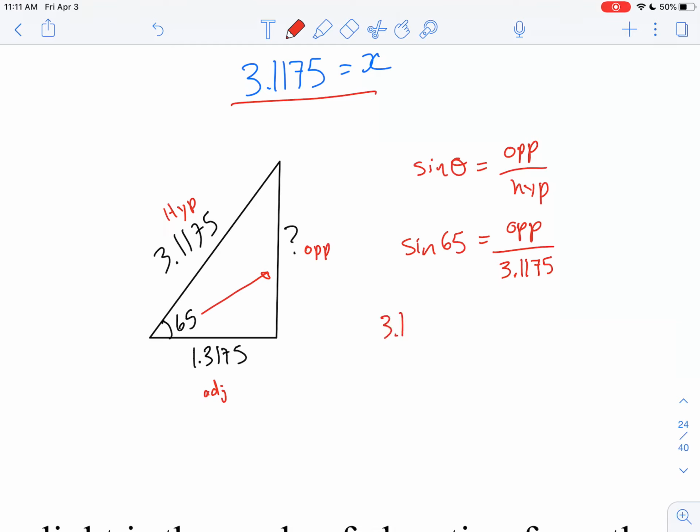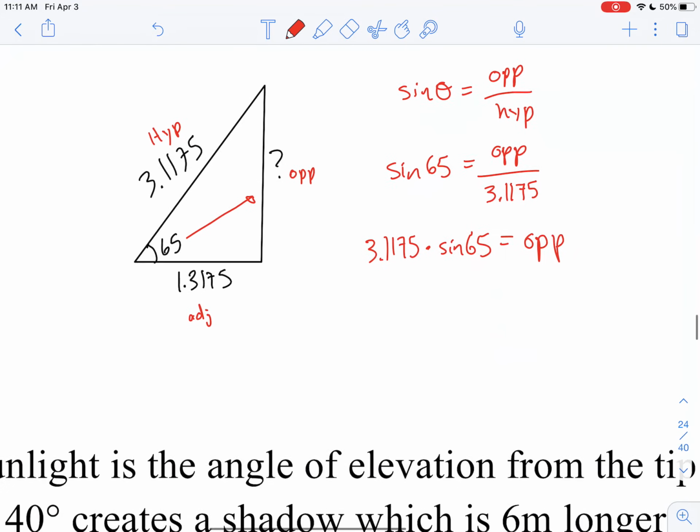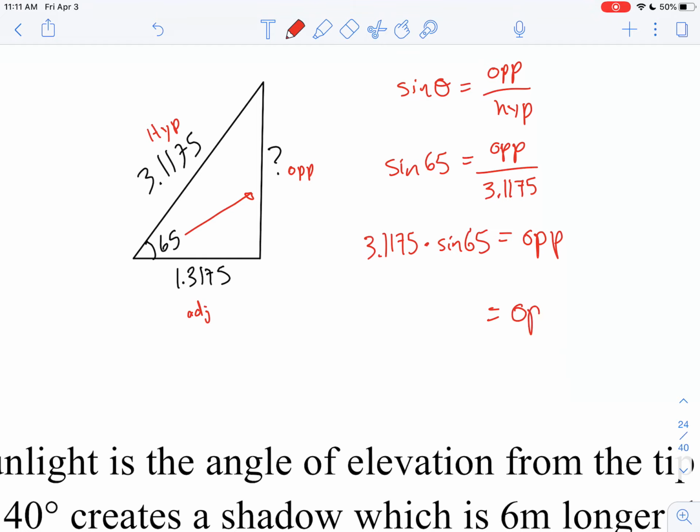So 3.1175 times sine 65 is going to equal that opposite value. Of course, I could have used cosine, I could have used tan here, I could have used the Pythagorean theorem. I just randomly chose to use sine. So 3.1175 times sine 65 is equal to 2.825, so 2.83. My opposite is equal to 2.83.